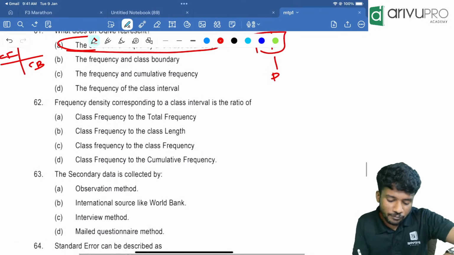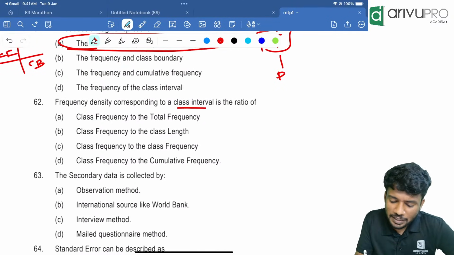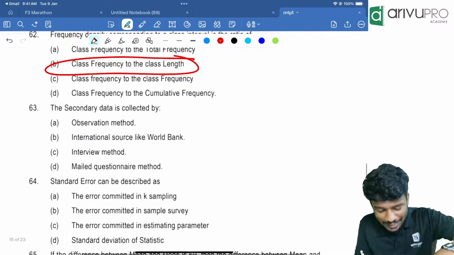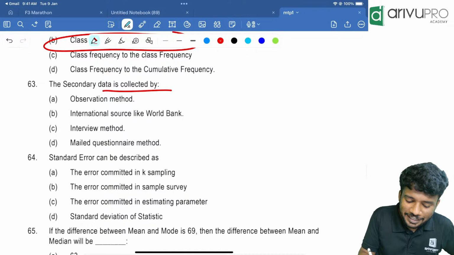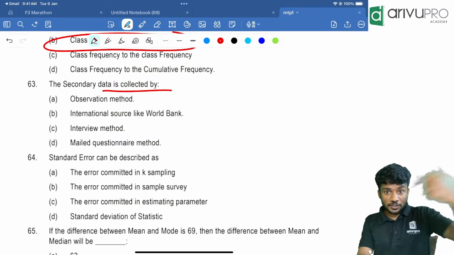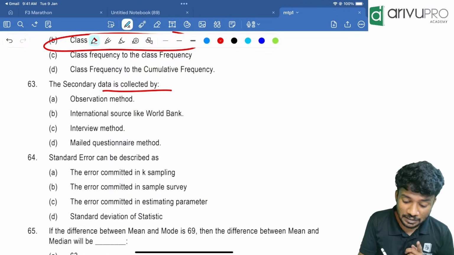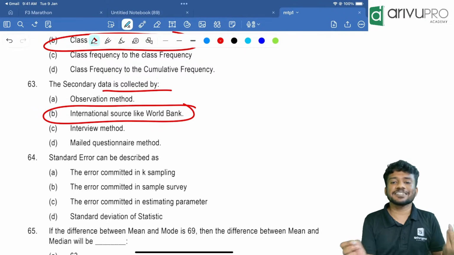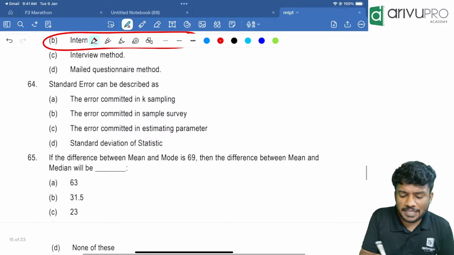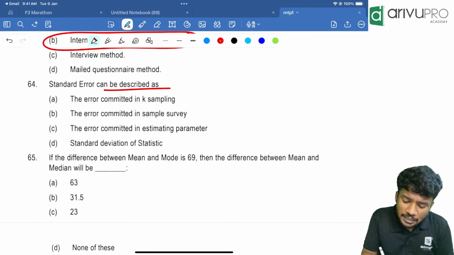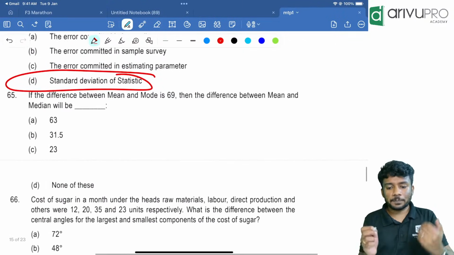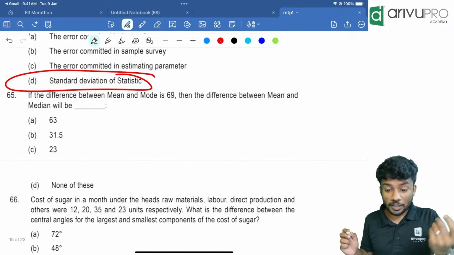Okay. Next one. Frequency density corresponding to a class interval is the ratio of class frequency to the class length. Secondary data is collected by observation method. Observation means directly, that is primary. International source like World Bank. From World Bank we are collecting it. That means it is a secondary data. Standard error can be described as standard deviation of the statistic. It is a repeated question, people. It was there in the previous year.